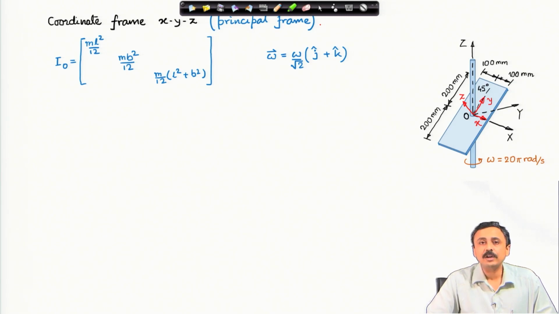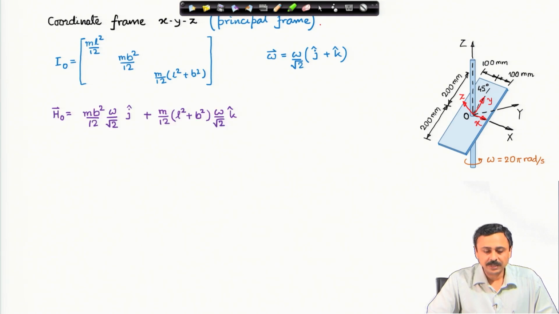It makes an angle of 45° with y and z, and that is why it has this expression, omega by root 2 times (j cap plus k cap). And when I multiply this with the moment of inertia tensor, I get the angular momentum about O.